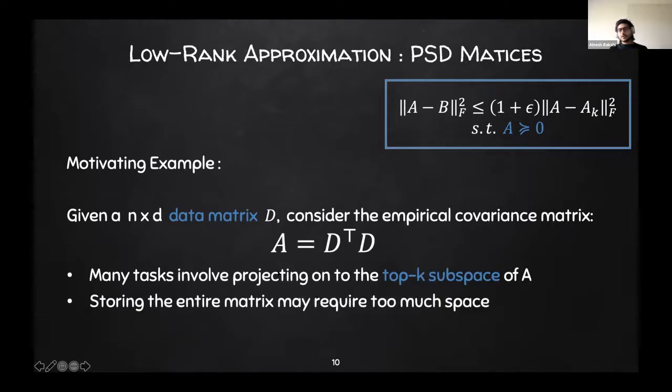Also, the covariance matrix could be really large and you don't want to carry it around everywhere. So you can instead store the low rank approximation, which is a compressed representation of the covariance.